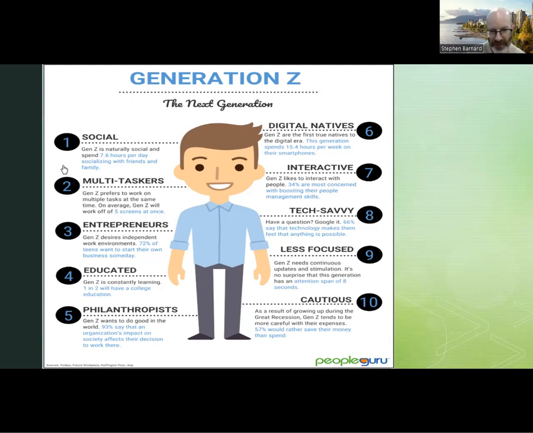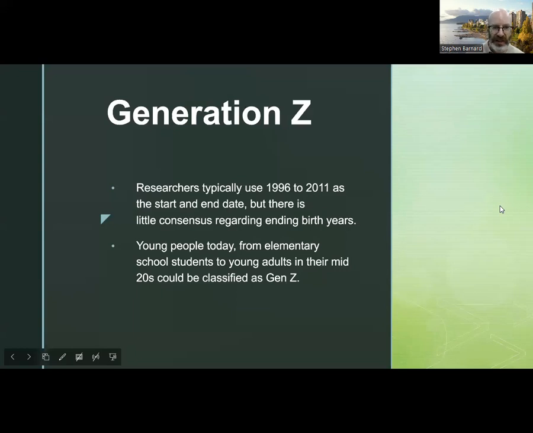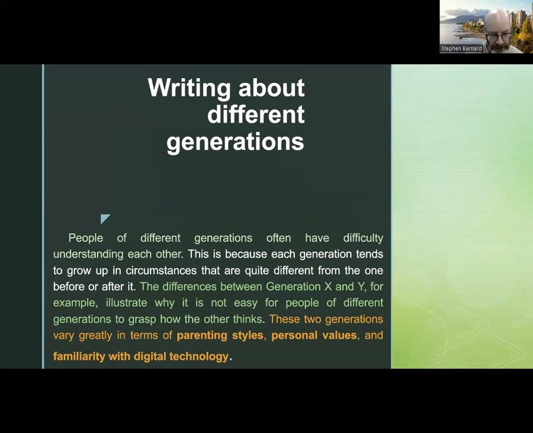Also cautious. Yeah, this goes back to what it says in the book about the generation forged during the Great Recession. As a result of growing up during the Great Recession, Generation Z tends to be much more careful with their expenses. 57% would rather save their money than spend it. Okay, so Generation Z were born between 1996 up until about 2011, so roughly the start dates. Young people today, from elementary school students to young adults in their mid-20s, could all be classified as Generation Z.